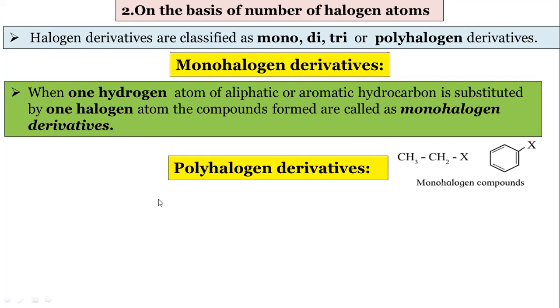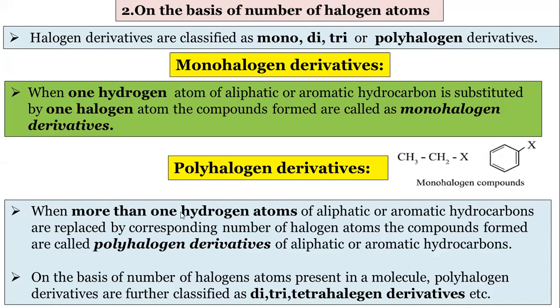And for polyhalogen derivatives, see here, an example is shown. One hydrogen is replaced with halogen. It is called monohalogen derivatives. This is aliphatic and this is aromatic. This example is arenes, and this is aliphatic and this is aromatic. Monohalogen compounds means only one hydrogen is replaced with one halogen.